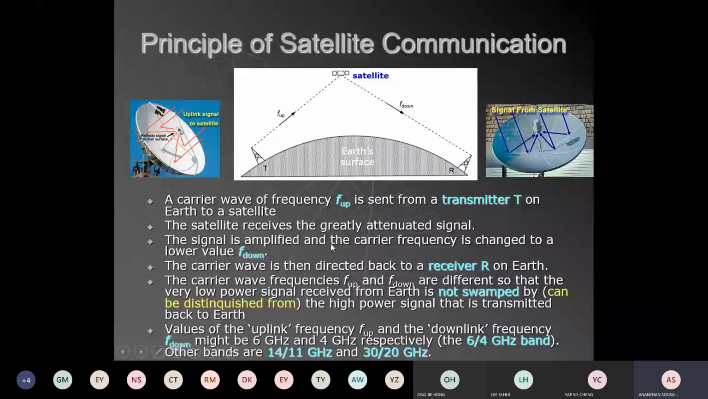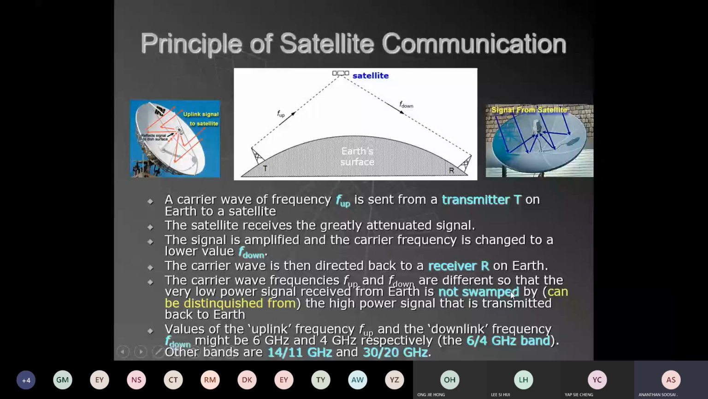The satellite receives the greatly attenuated signal. The signal is amplified and the carrier frequency is changed to a lower frequency, f down. So going up with one frequency, coming down uses another frequency. Why must they change the frequency? The reason is that the carrier wave directed back to the receiver, f down, and f up are different, so that the very low power signal received from the earth is not swamped, to prevent swamping.